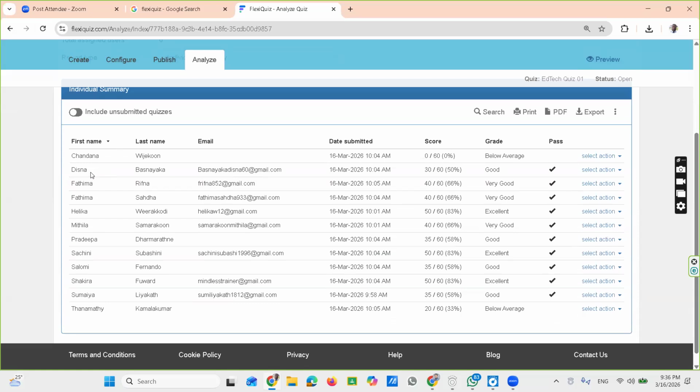Then another 11 students submitted the quiz. Their first and last names are there, and email addresses are also there. Then very importantly, score and grade. There are a few grades: good, very good, and excellent. Some of you are in the excellent grade, 3 of you. Then a few of you are in very good, then good. That means I can understand the level immediately after you submit the assessment. The teacher can understand who are the good students, who are the weak students, and who are the slow learners, right?